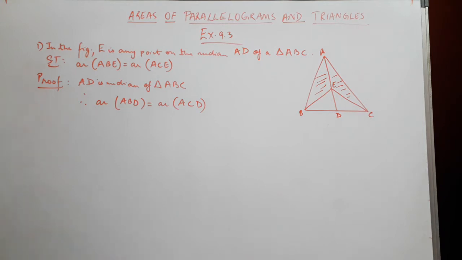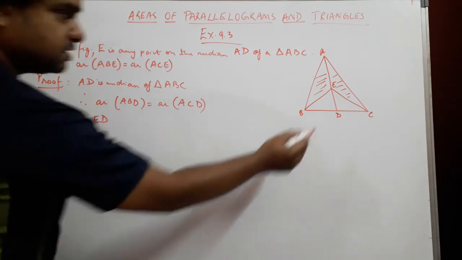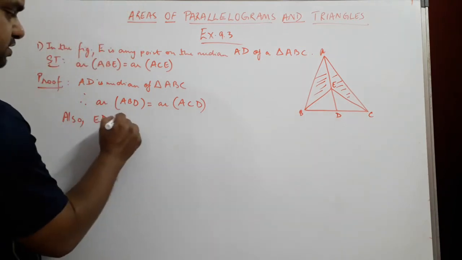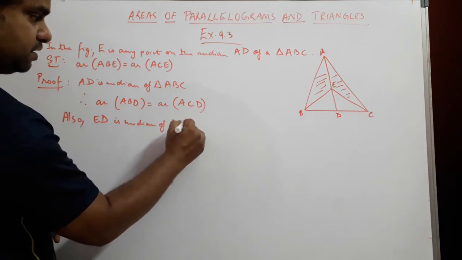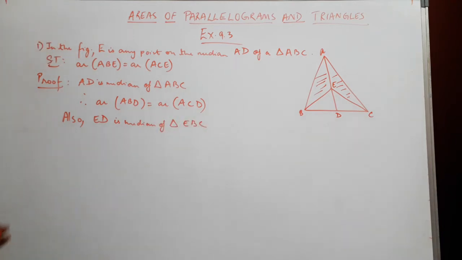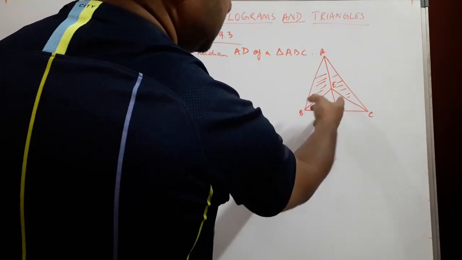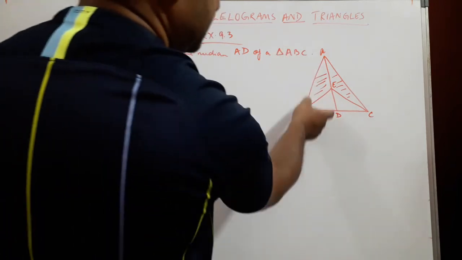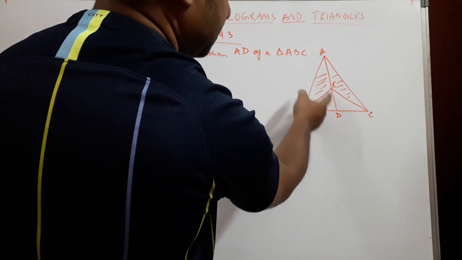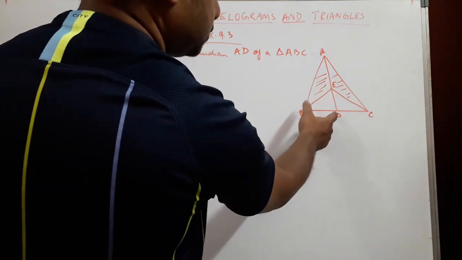Also we can say that ED, this particular part, is median of triangle EBC. I've taken EBC. We are not given that ED is the median of this, but ED is actually a part of AD. And if AD is the median and divides the triangle into two equal areas, then ED also should follow the same thing.